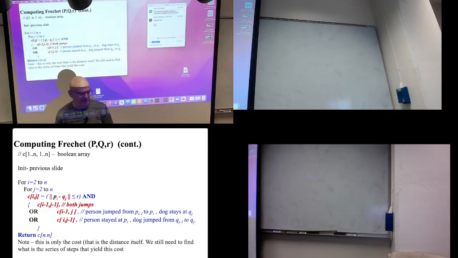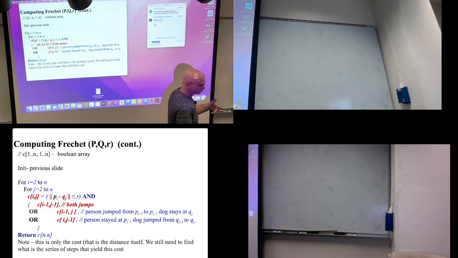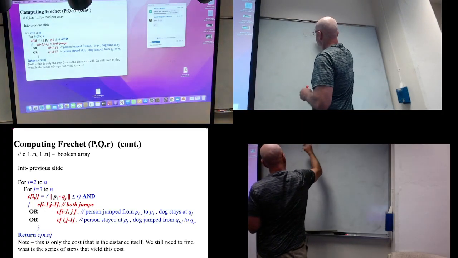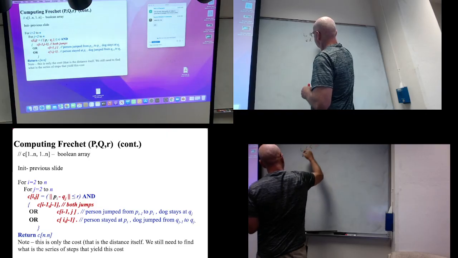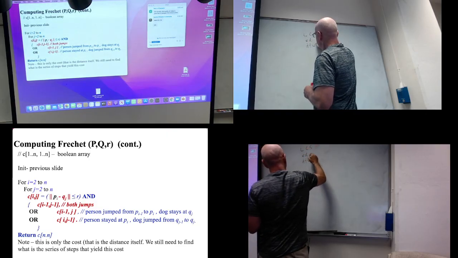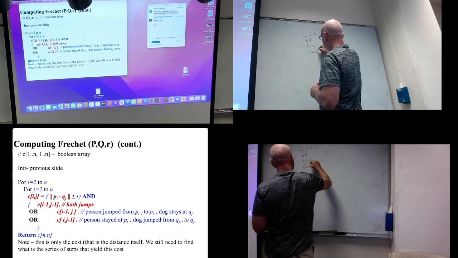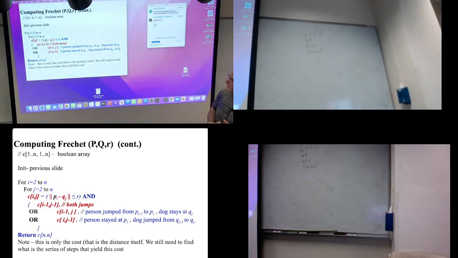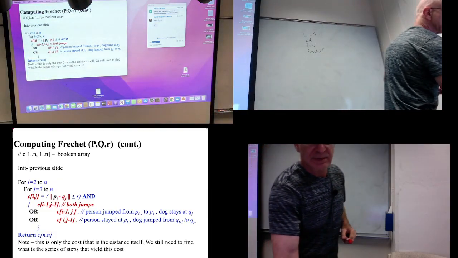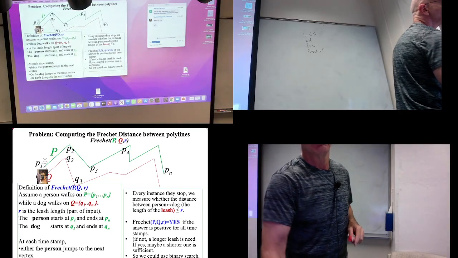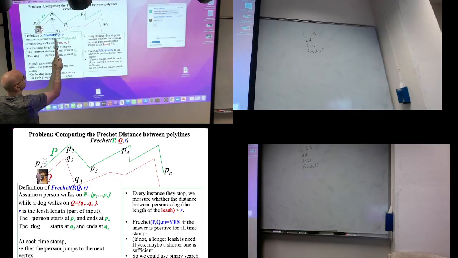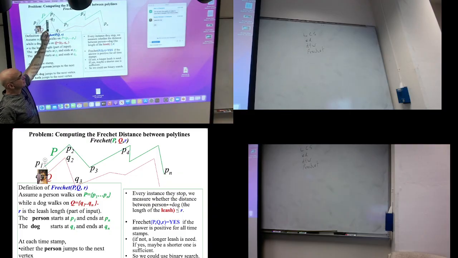Our next application in this family of four algorithms, which were the LCS, edit distance, dynamic time warping, and now comes the Frechet. Frechet asks for two polygonal paths, just as before. We have two polygonal paths. We are thinking about a dog that can jump from one vertex to the next, and a person that can jump from a vertex to the next.